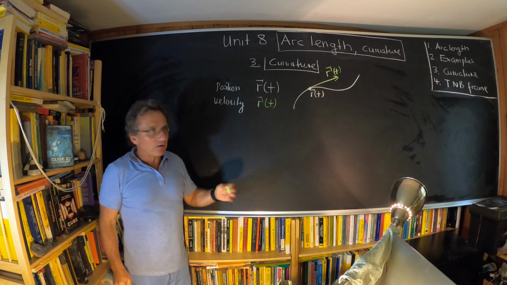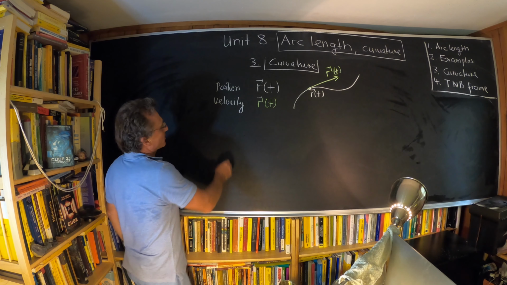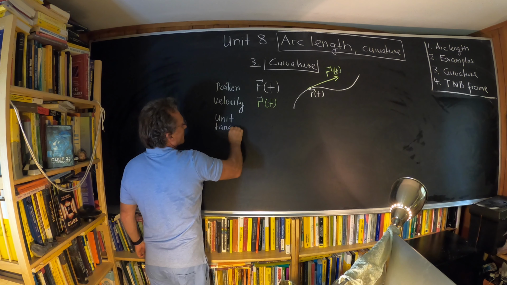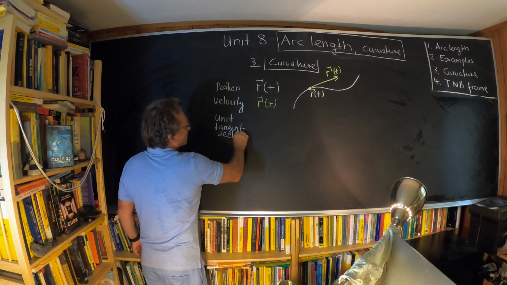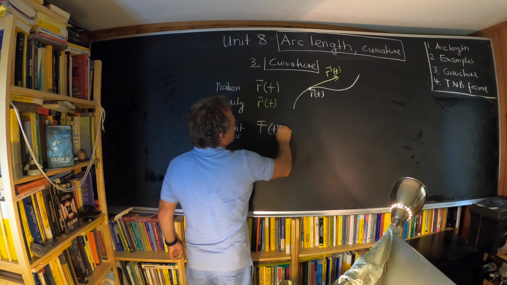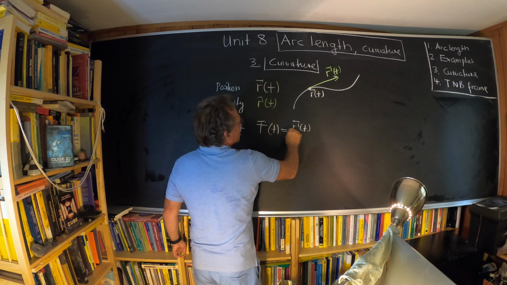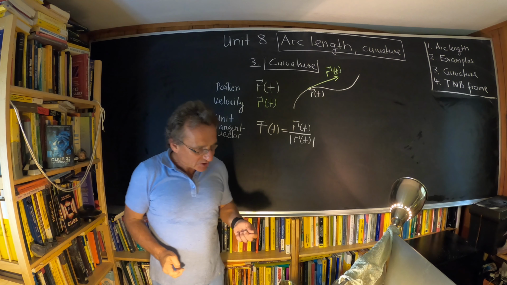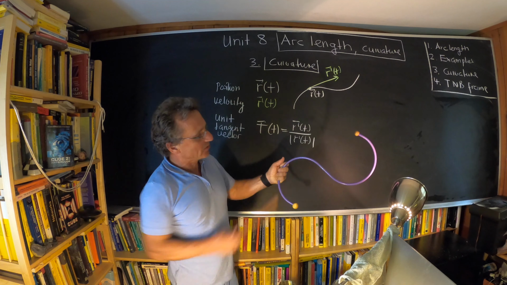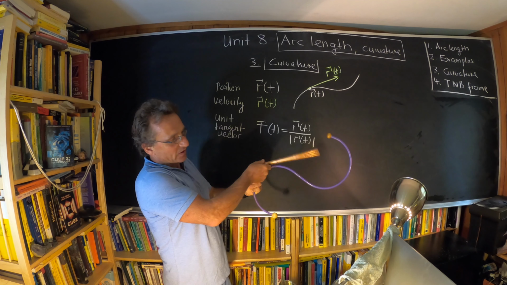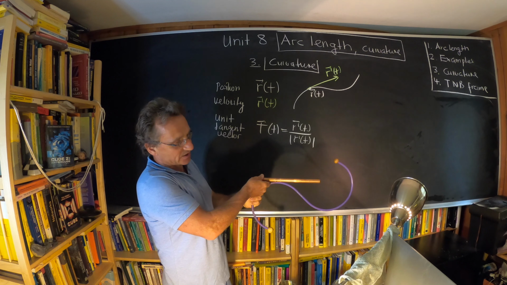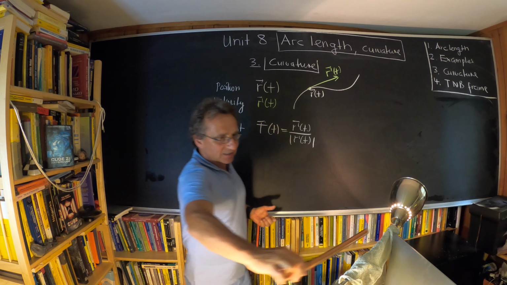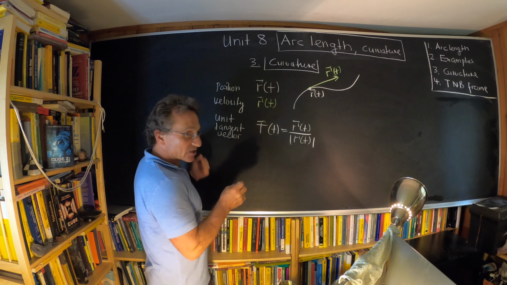Now we can scale the velocity, if it is not zero, so that it has length 1, and we call this the unit tangent vector. So that's T of t, which is r prime of t divided by the length of r prime of t. And now curvature tells you how this vector changes if you keep the length constant. If you are moving along a straight line, the vector does not change.